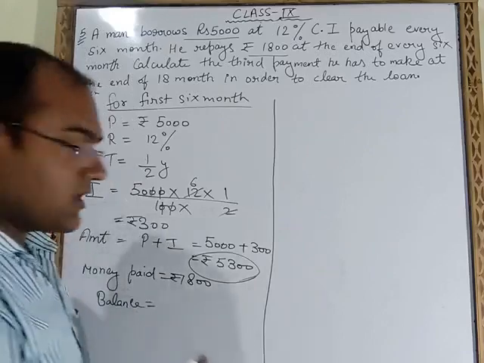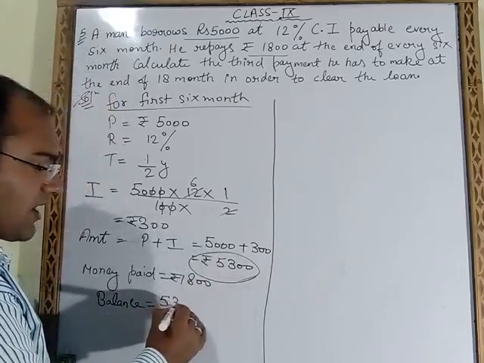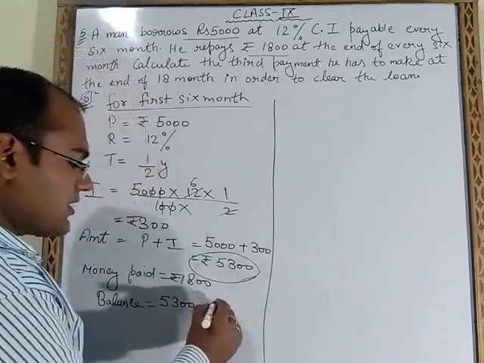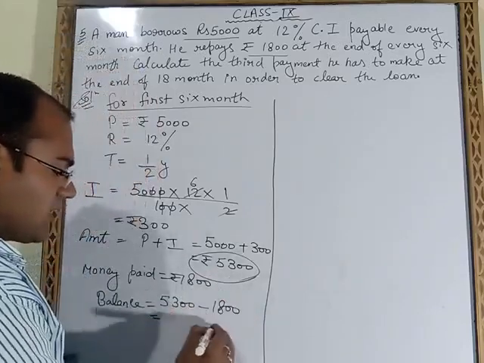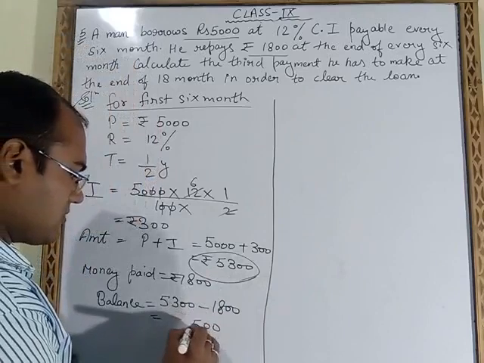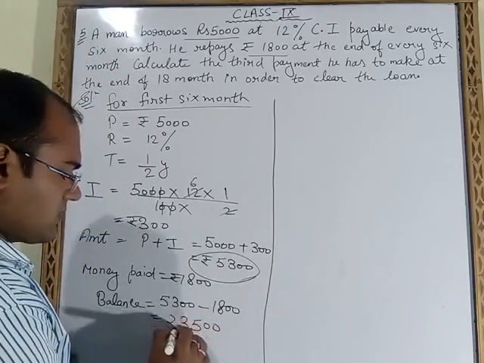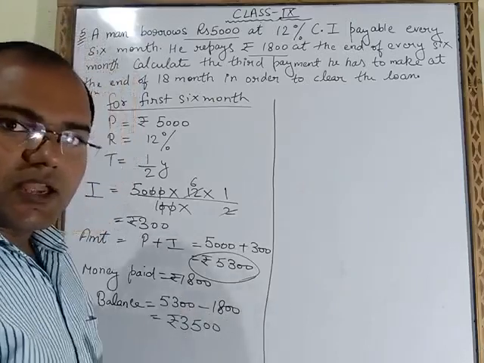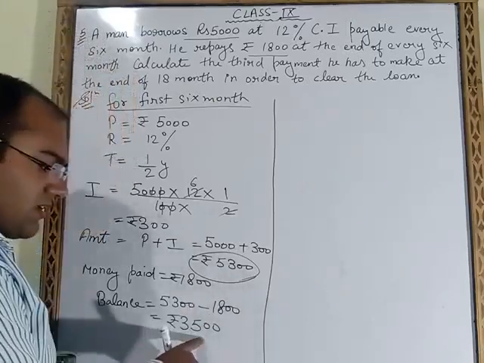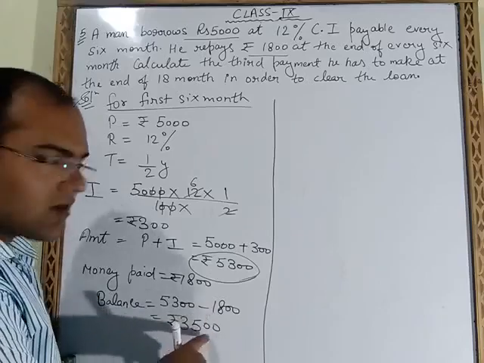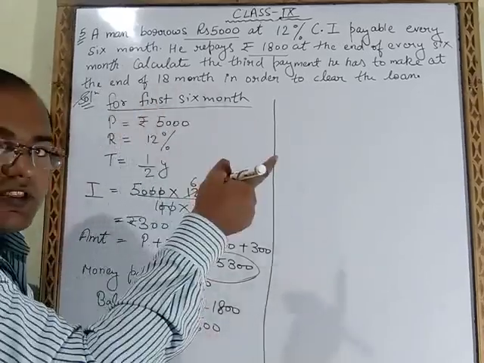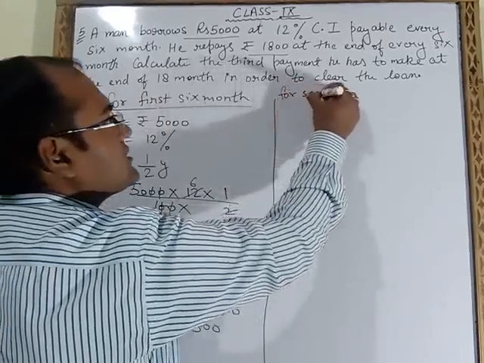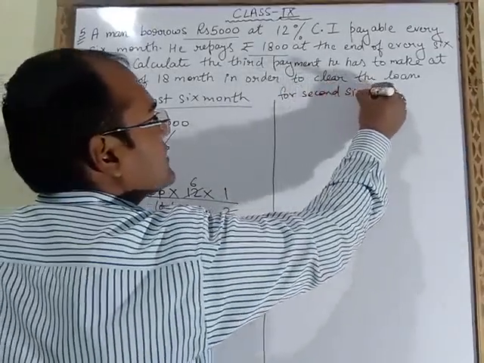Balance means remaining money. The total money he has to give is 5,300 rupees, but he does not have that much money. So he had given 1,800 rupees. So the remaining balance is 3,500 rupees. Now this money will become the principal for the next 6 months. What you have to do is put one more heading for the second 6 months.